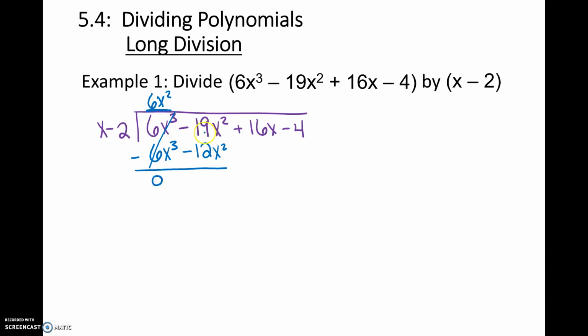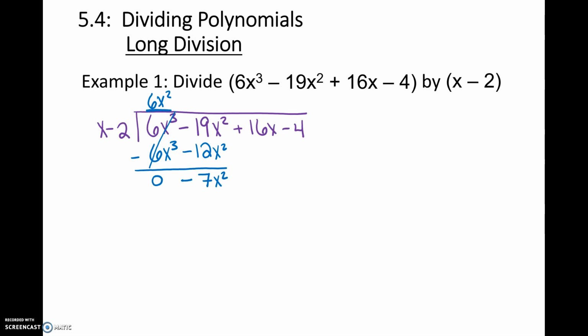Negative 19x squared minus negative 12x squared. So negative 19 minus a negative 12. You can punch that into your calculator. Negative 19 minus a negative 12. You should get negative 7x squared. And remember, when you're adding or subtracting, in this case subtracting, you don't change those exponents, you're just combining like terms.